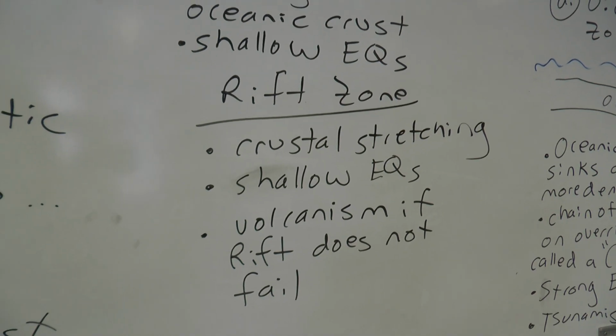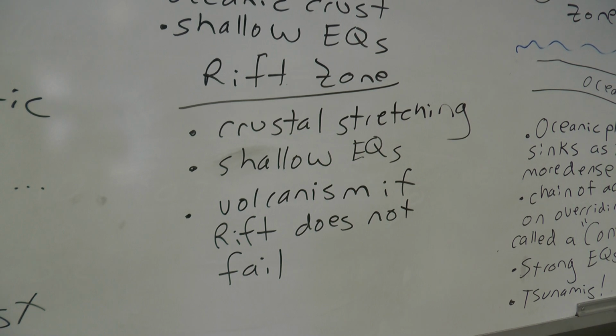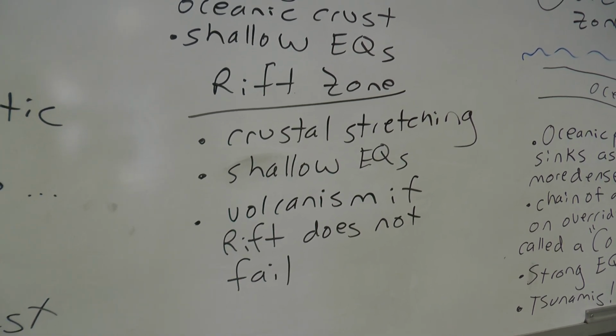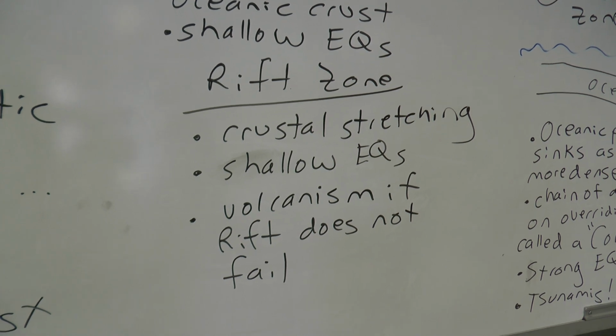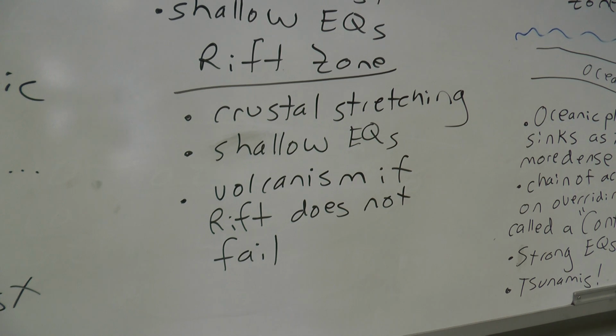Now, moving on to the rift zone, the continental rift zone, like the East African Rift. What are we going to have? We are going to have crustal stretching. We're going to have shallow earthquakes. It can be a decent size, believe it or not. And we will eventually get volcanism if the rift does not fail.